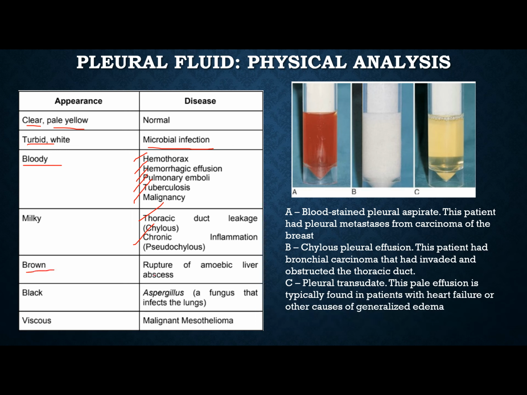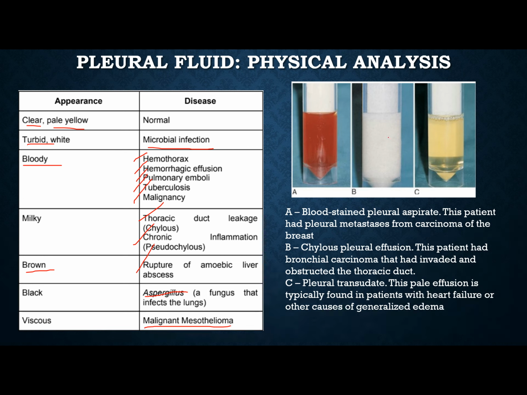If it's brown naman class, there would be a rupture of amoebic liver abscess. So familiar kayo class, di ba, with Entamoeba species, in some advanced cases of your amoebiasis, it would travel to the liver, causing abscess there. Then black appearance of pleural fluid class is usually a fungal infection, Aspergillus, which would infect the lungs. So kapag black yung pleural fluid mo class, yung patient niya has an Aspergillus infection. Then if it appears viscous, there is a malignant mesothelioma. So may cancer yung patient niya.